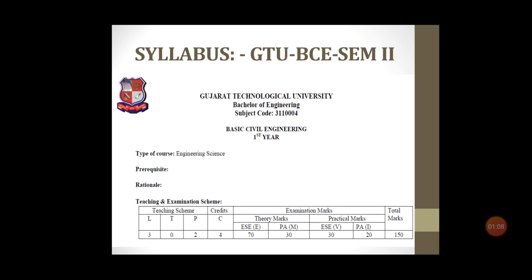This is the scheme of the GTU BCE in the second semester, which is being offered currently. Otherwise, the subject is offered in the first year. The teaching scheme is that 3 lectures shall be arranged, and 2 hours of practical, with a total credit of 4. Overall, the GTU exam of 70 marks will be conducted, a mid-semester examination of 30 marks will be conducted, and the practical shall also be there. The division of practical marks is 30 plus 20, and overall 150 marks is the total score, which is the student's maximum score for this particular subject.